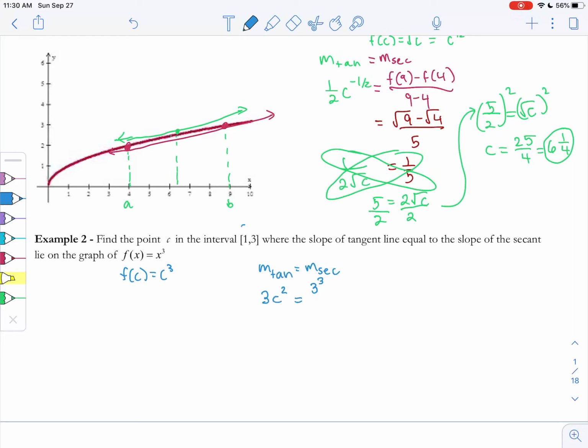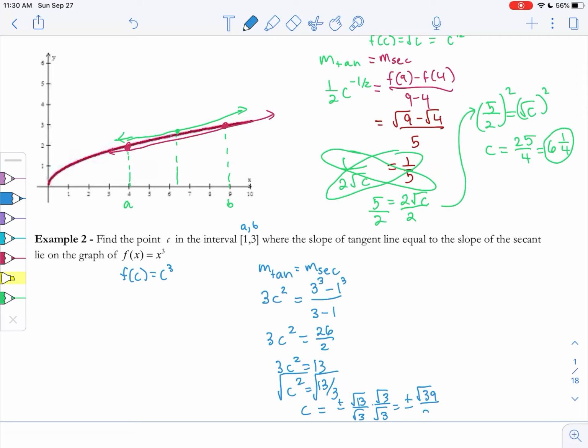I'm going to go ahead and plug my a and b in. So f of 3 would be 3 cubed, f of 1 would be minus 1 cubed, all over 3 minus 1. 27 minus 1 is 26 over 2, which is equal to 3c squared. If I simplify further, I get 3c squared equals 13, or c squared equals 13 over 3. Anytime you are solving by square root method, keep in mind that we have two possible answers, plus or minus rad 13 over rad 3, which if we rationalize by multiplying by rad 3 over rad 3, we get plus or minus radical 39 all over 3.